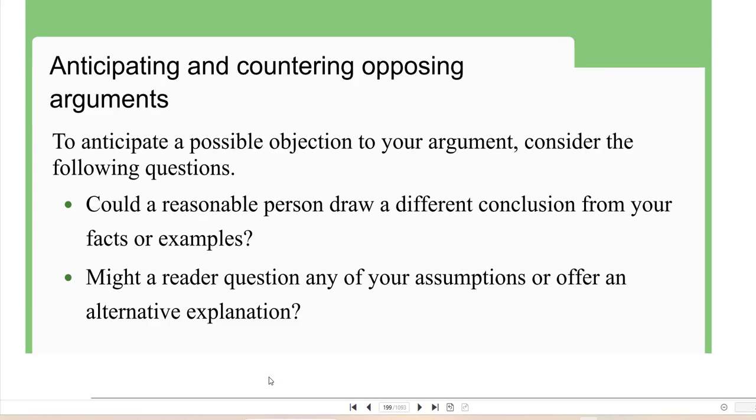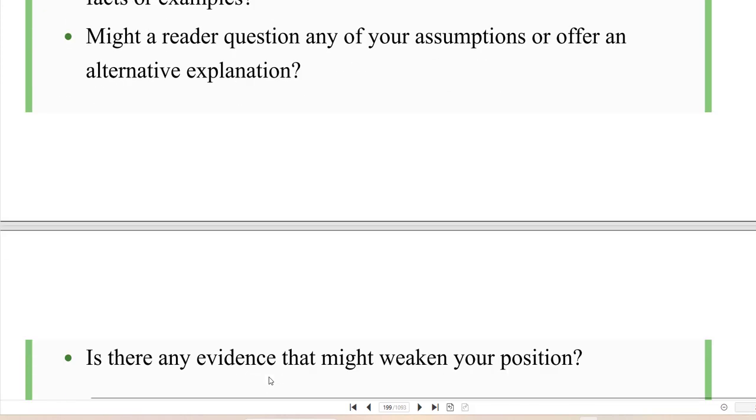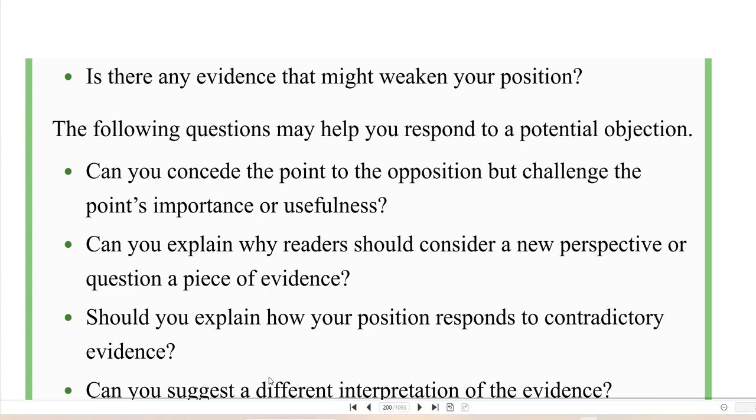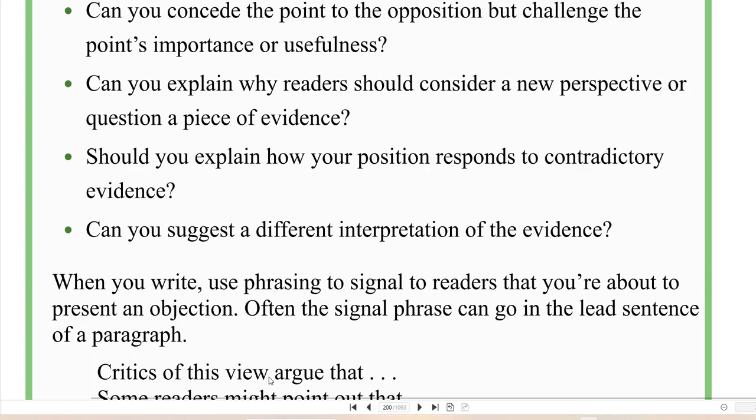So to anticipate a possible objection to your argument, consider the following questions. Could a reasonable person draw a different conclusion from your facts or examples? Might a reader question any of your assumptions or offer an alternative explanation? Is there any evidence that might weaken your position? Can you concede the point to the opposition but challenge the point's importance or usefulness? Can you explain why readers should consider a new perspective? Should you explain how your position responds to contradictory evidence?